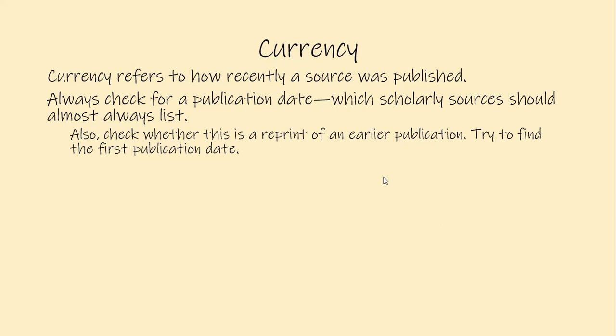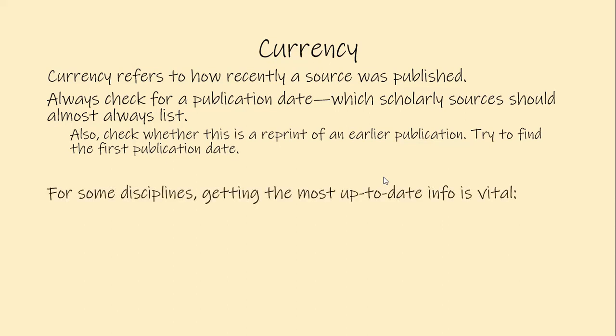Now, the reason you want to be thinking about currency is that you want to know what people think about a particular topic now. Now, in some disciplines, this is going to be really, really important. So things like science, medicine, technology, you want the most current information possible. As much as you possibly can, you want to see what people are saying about this now, because presumably the most up-to-date information is going to be the most useful. So this is a rough estimation, but I would say for the most part, you want information in these disciplines that's been published within the past 5 years, maybe the past 10 years at most.